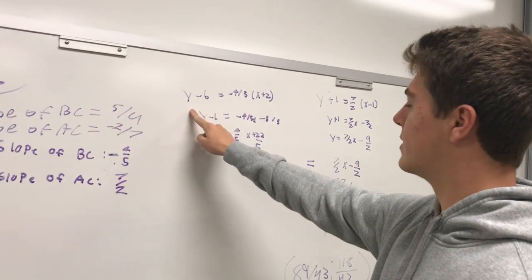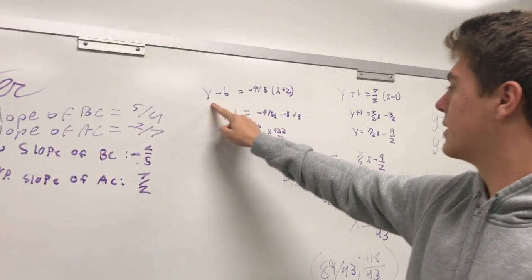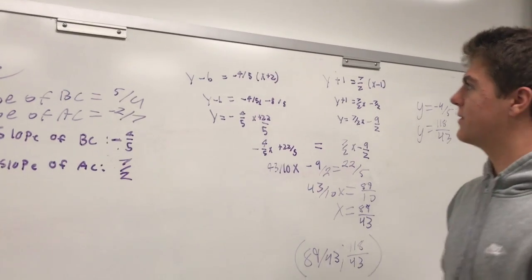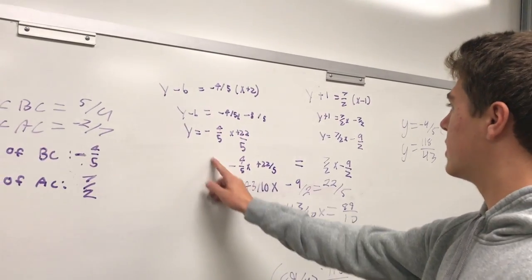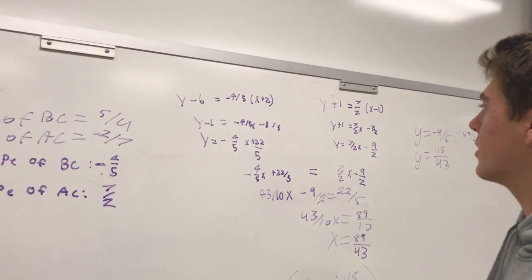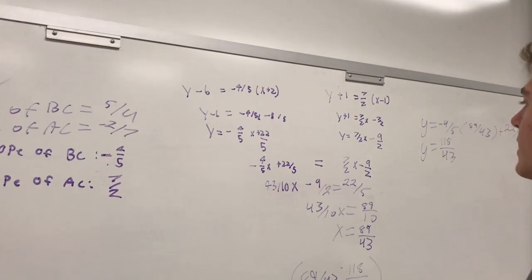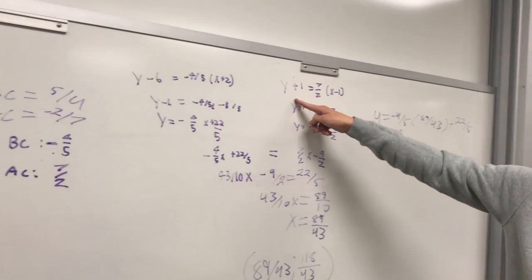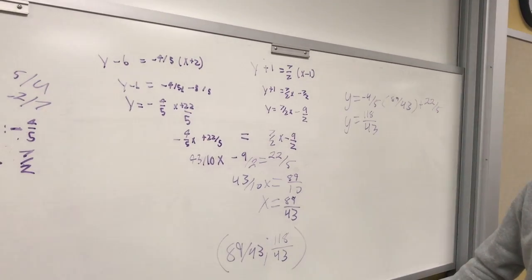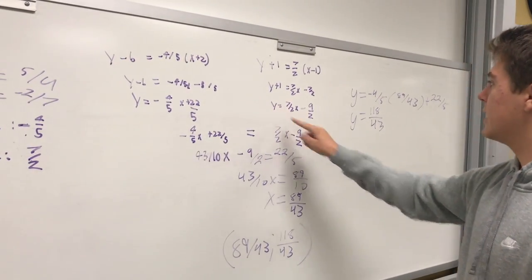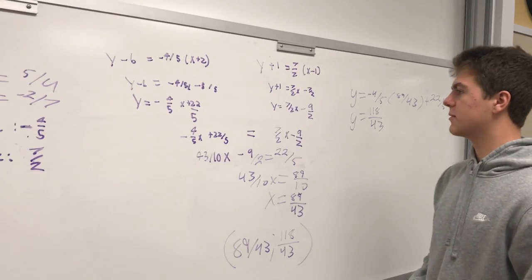So then we're gonna use point slope form to find our line. So we get y minus 6 equals -4/5 times x plus 2. And then once we solve all this, we get y equals -4/5x plus 22/5. And then we're going to find our other line right here. So we have y plus 1 equals 7/2 times x minus 1. And we end up with y equals 7/2x minus 9/2.